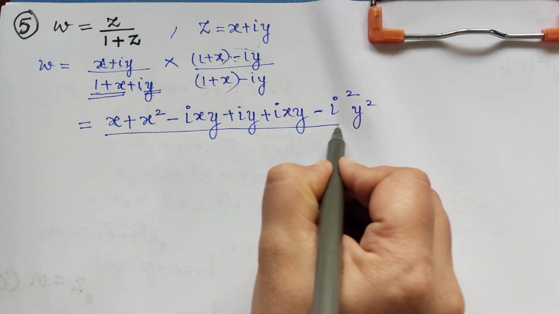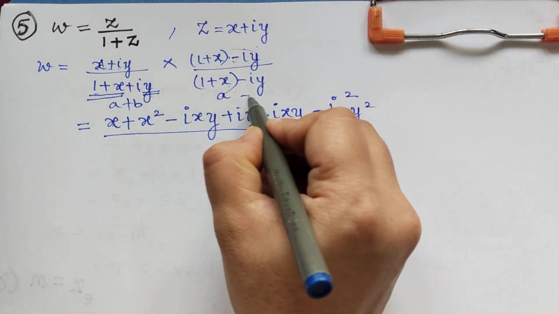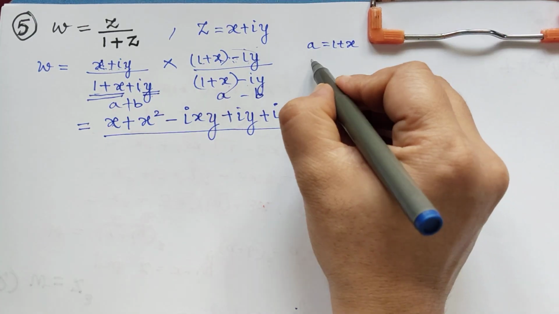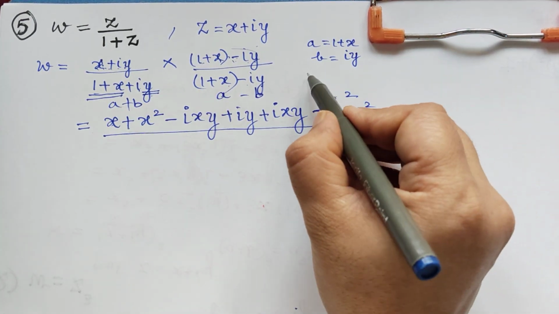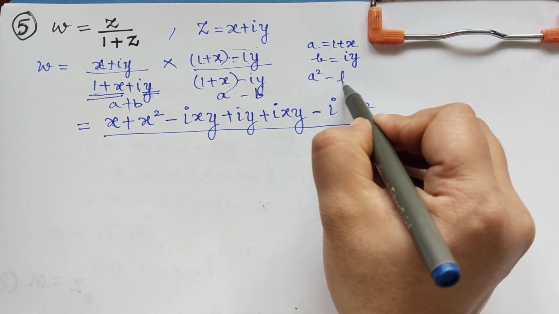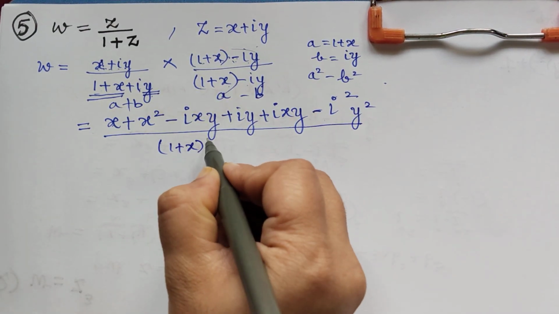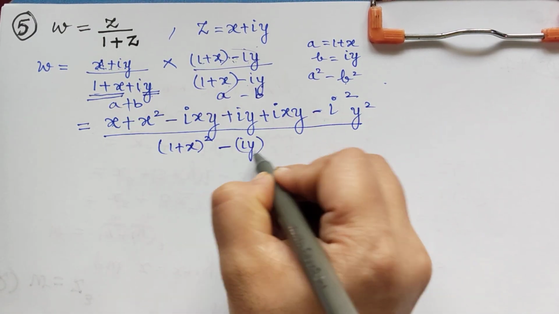And in the denominator, if you see, it is of the form a plus b multiplied with a minus b. So what is a here? a is 1 plus x and b is iy. So therefore it can be written as a square minus b square. So what is a square? 1 plus x the whole square, minus b square, which is iy the whole square.